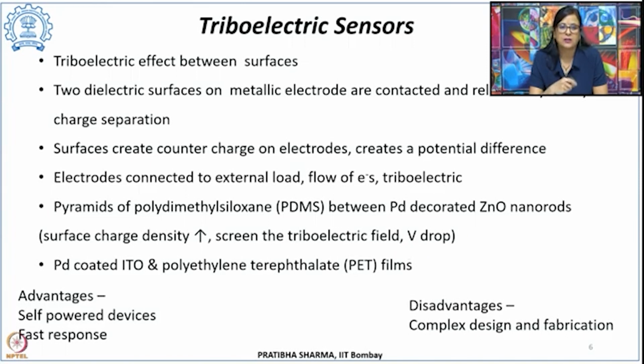Now, there are other materials also which have been used for such sensors, like the palladium coated ITO and polyethylene terephthalate films, PET films. These types of sensors have the advantage that they are self powered devices and have fast response, but the major challenge is that they have a complex fabrication process or a complex design.